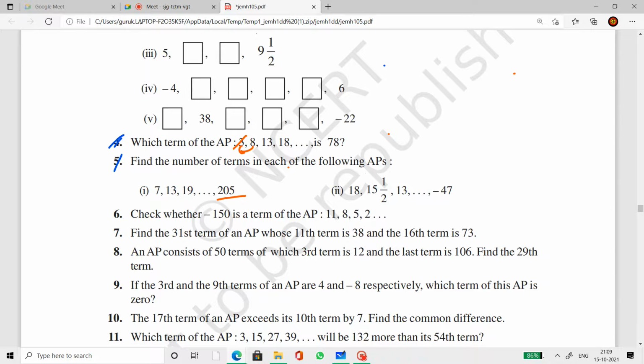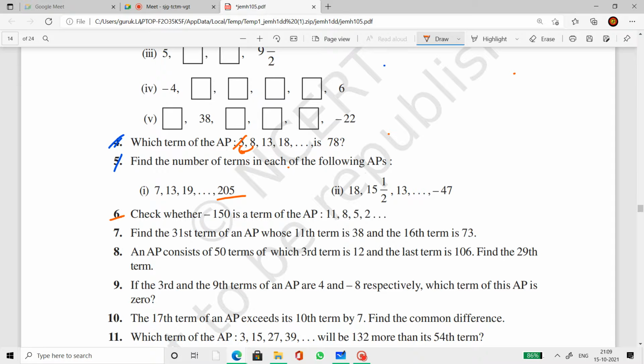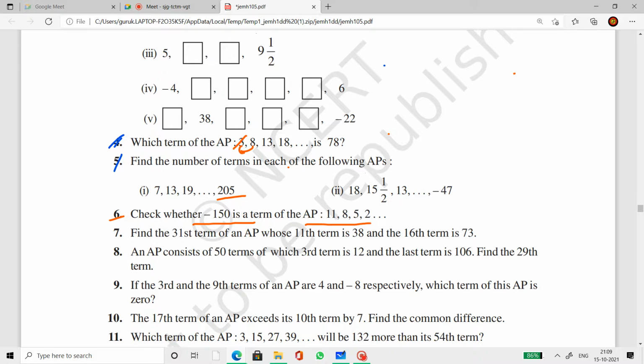Next is the sixth one, where we have to check whether minus 150 is a term of the AP or not. So consider that minus 150 is a term of the AP. Proceed doing it and find out the value of n. If n comes out as a whole number, then minus 150 is a term of the series. But if you get n in fraction or in decimal form, which you cannot simplify further, hence n representing the number of terms cannot be in fraction or in decimals. So therefore minus 150 will not be a term of the series.